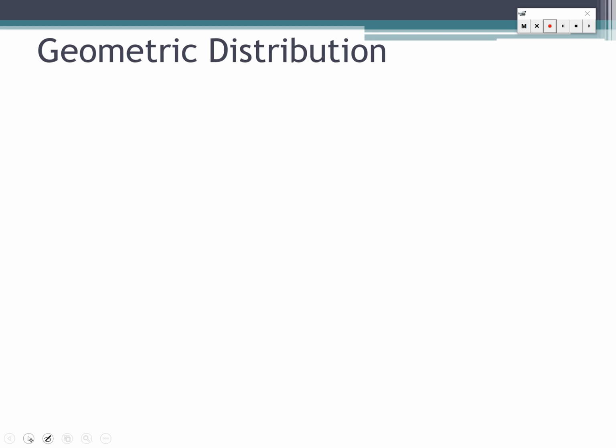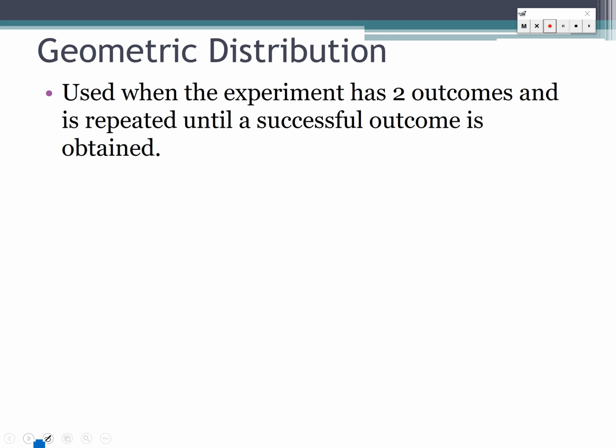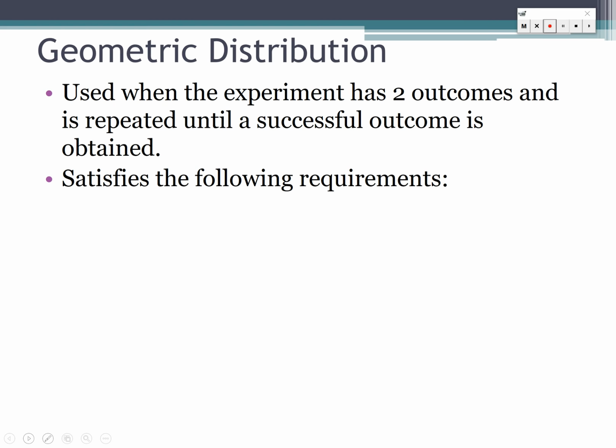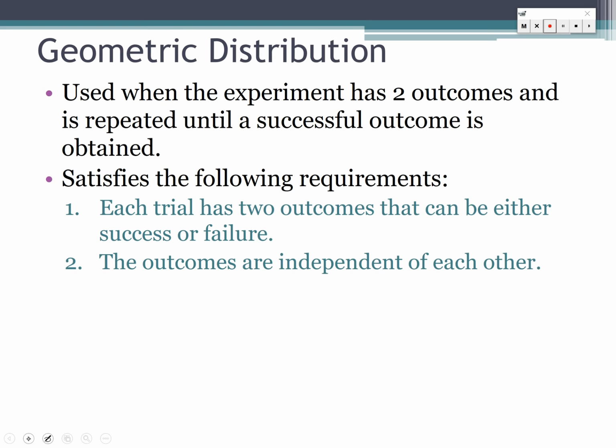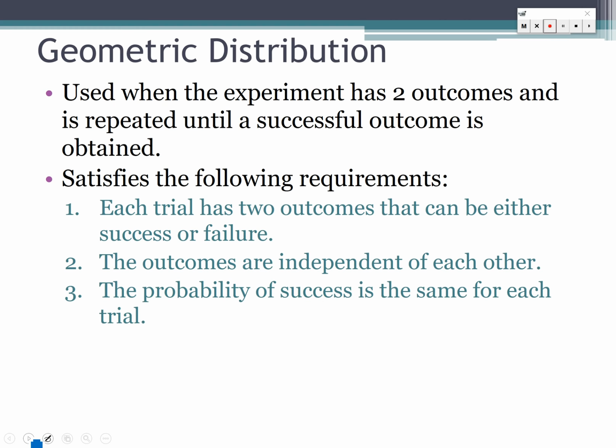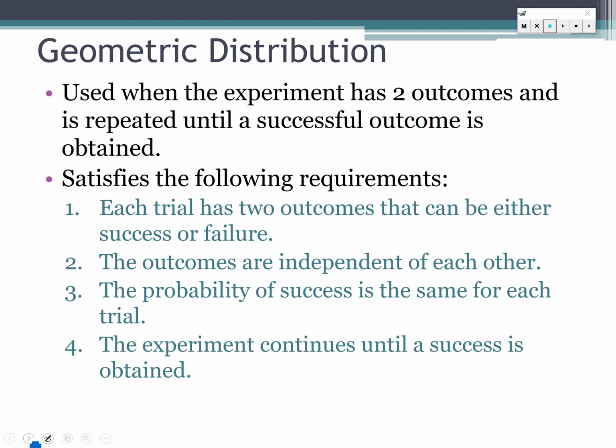Our last type of probability distribution is known as the geometric distribution, used when the experiment has 2 outcomes and is repeated until a successful outcome is obtained. It satisfies the following requirements. Each trial has 2 outcomes that can either be success or failure. The outcomes are independent of each other. The probability of success is the same for each trial. And the experiment continues until a success is obtained.